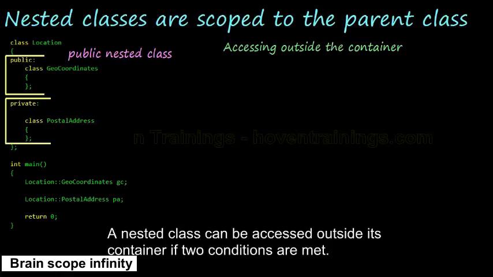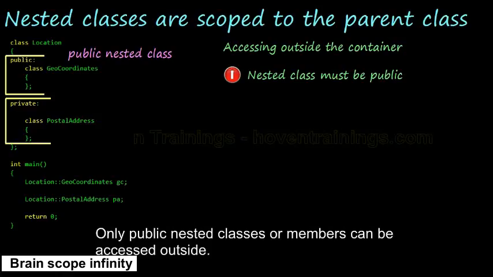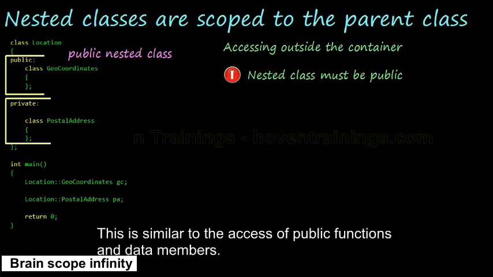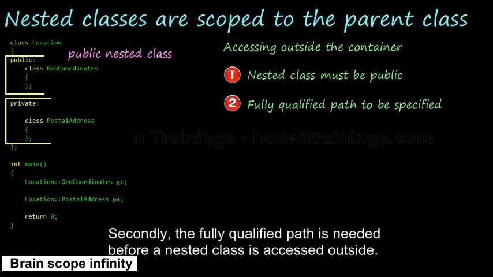A nested class can be accessed outside its container if two conditions are met. Only public nested classes or members can be accessed outside. This is similar to the access of public functions and data members. Secondly, the fully qualified path is needed before a nested class is accessed outside.